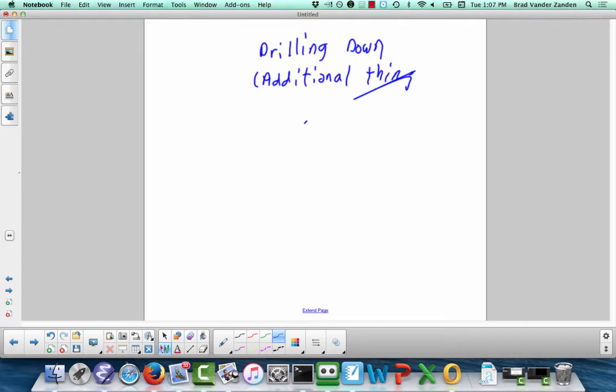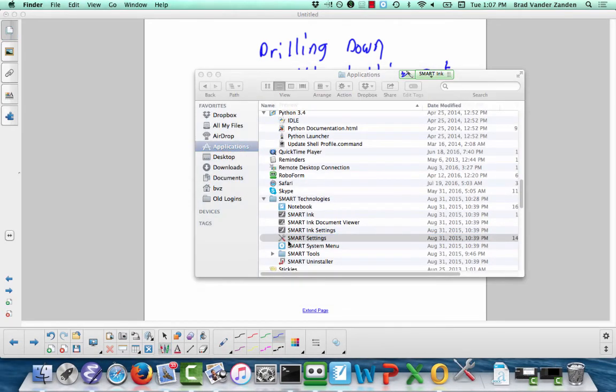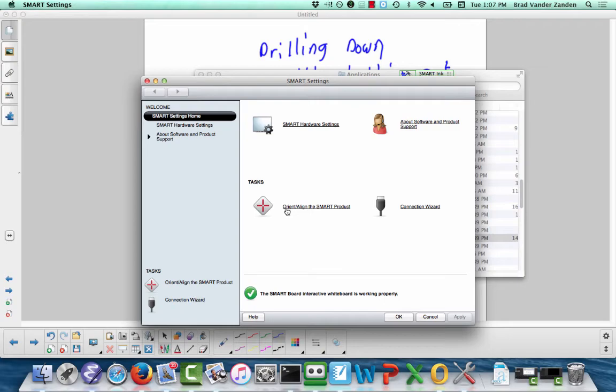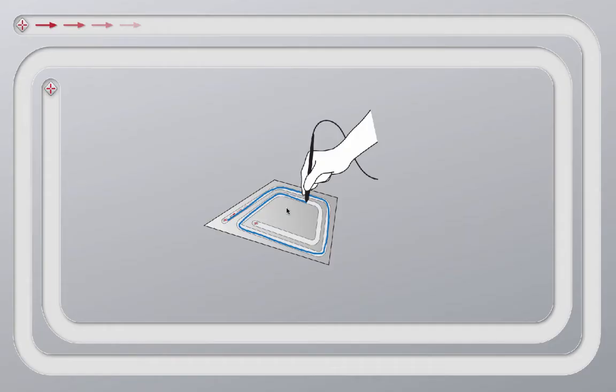Wow, something is happening with this pen. Just a second. Sometimes you have to recalibrate the pen.